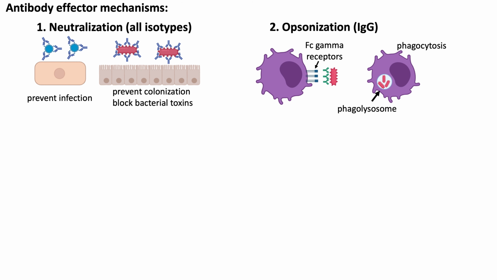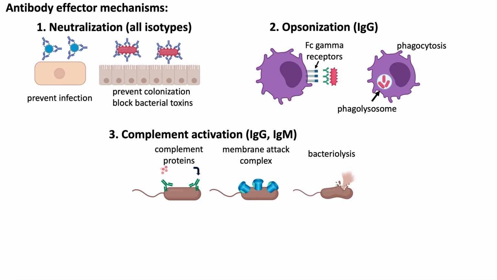A second key effector function of antibodies is opsonization, and opsonization is mediated by IgG. And this is because many phagocytes express receptors for the constant region of IgG antibodies, and these are called Fc gamma receptors. And this enhances the ability of these phagocytes to take up these antibody-coated pathogens and destroy them within the phagolysosome.